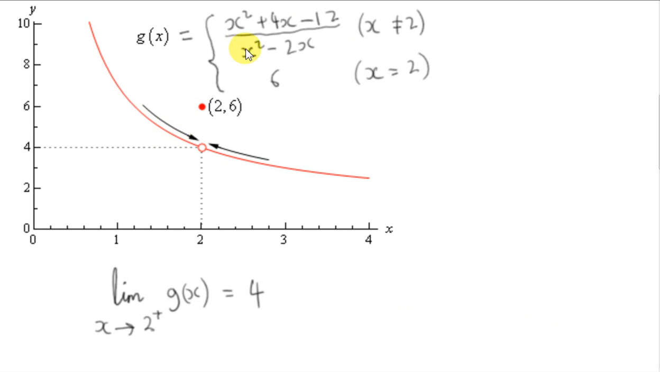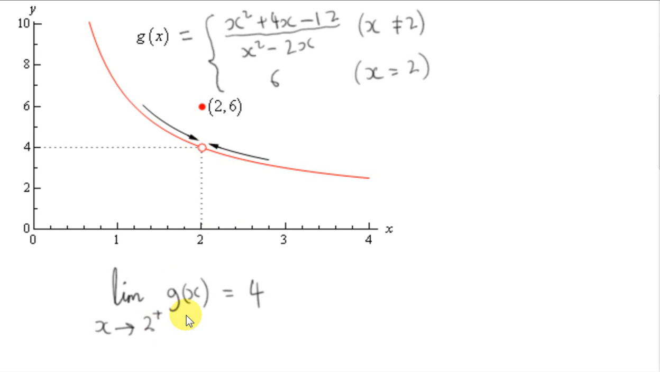Let's look at this example here that we saw in a previous video. g of x is x squared plus 4x minus 12 over x squared minus 2x when x is not equal to 2. But when x is equal to 2, g of x is 6. So at x equals 2, g of x is 6. We saw that if we plugged 2 into this expression here, we get 0 divided by 0, which is indeterminate. That can be anything we like. So we have a gap in the curve here. This point has been removed from the curve.